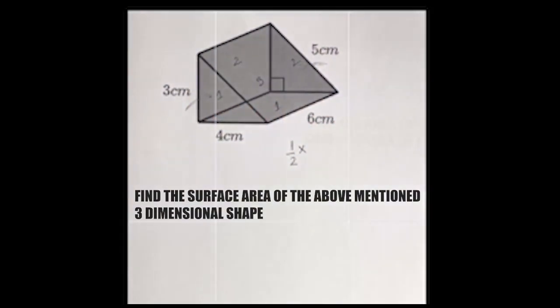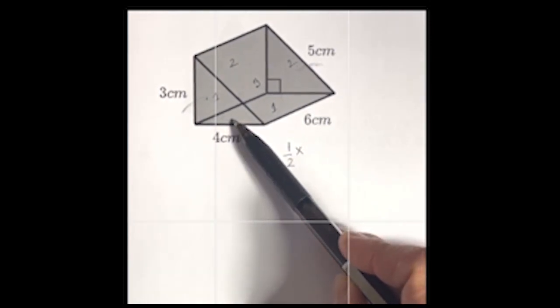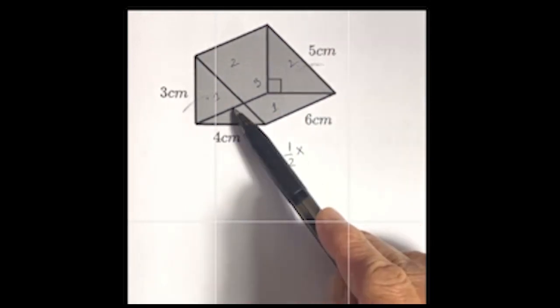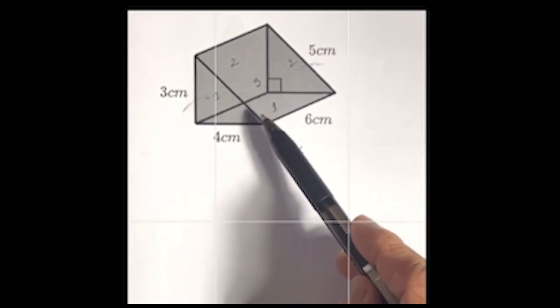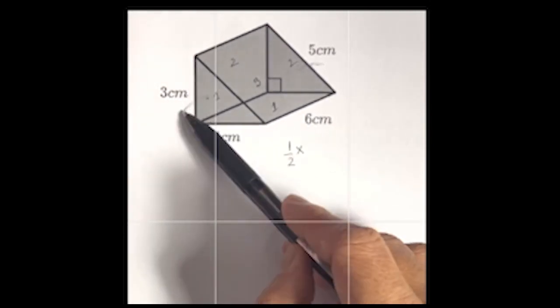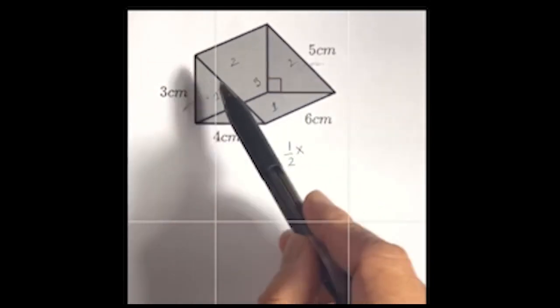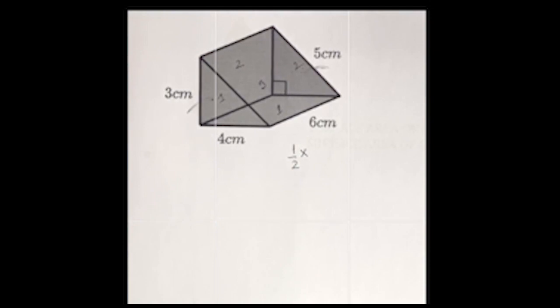So friends, in this problem we'll have to find out the surface area of this three-dimensional shape. In this shape, you can see this is a triangle. The opposite side of this shape is also a triangle, which I have marked as 2, and it has three rectangles. The first one is the base, the second one is the side, and the third one is this sloping area. So if we can find out the area of these five shapes that we discussed, we can find out the total surface area.